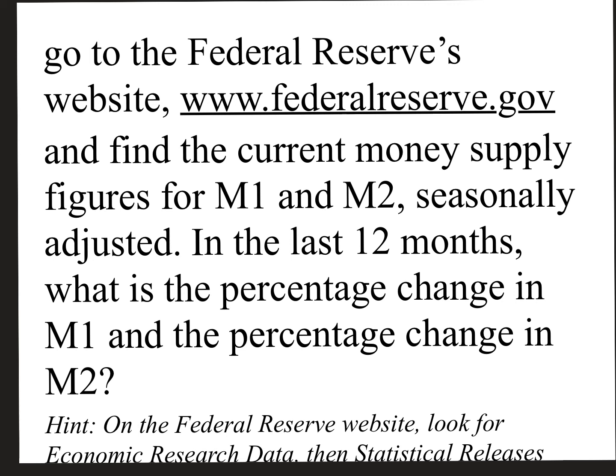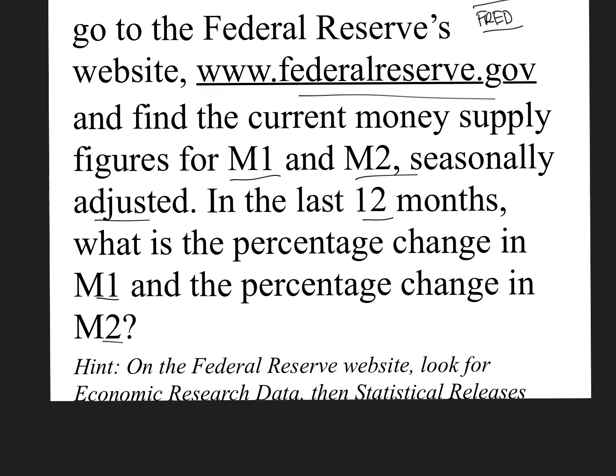Okay, you ready for another adventure? Go to the Fed's website, or alternately, you can go to FRED. That's a little nicer way to find everything. That is the St. Louis Fed, who has really good visuals. Or you can go to the overall Federal Reserve. Find money supply for M1 and M2, seasonally adjusted. Over the last 12 months, what has happened to M1 and M2? And here are hints if you need them: economic research, data, statistical releases.